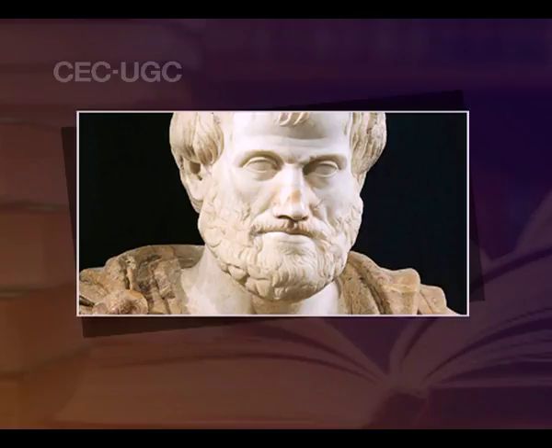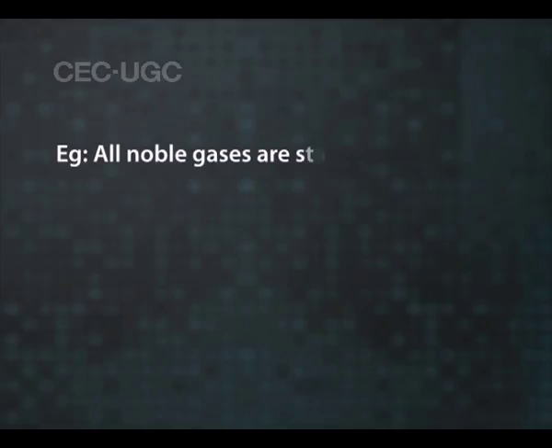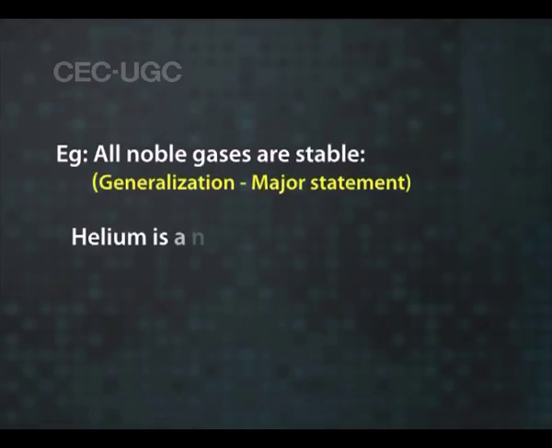Deduction was founded by Aristotle. It is the reverse of induction. Here facts are deduced or analyzed by the application of established formulae as experimentation. Here the approach is confirmatory and not explanatory. In this method, the students proceed from general to particular, from abstract to concrete, or from established principles to their application. For example, all noble gases are stable, which is the major statement.